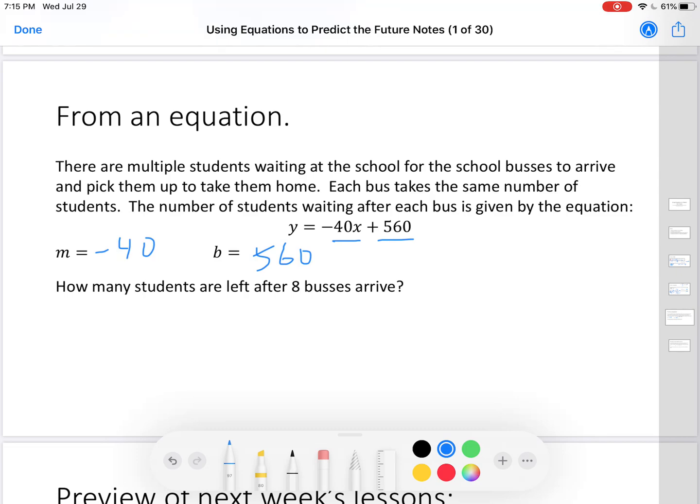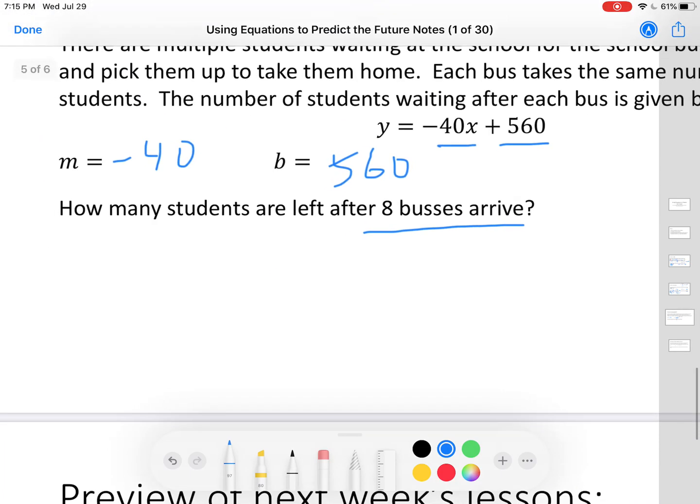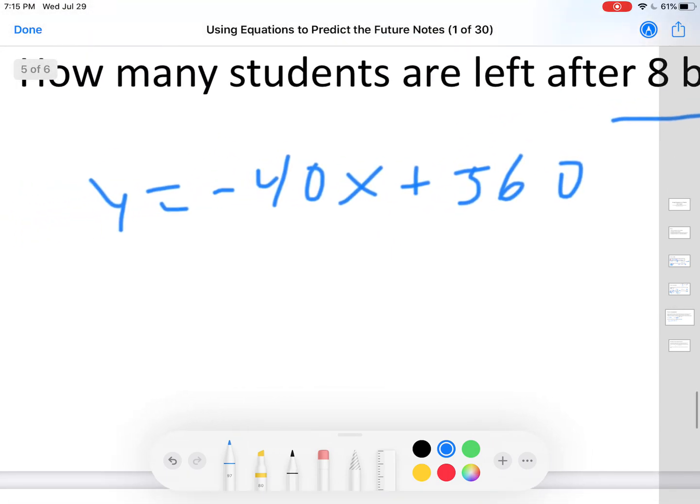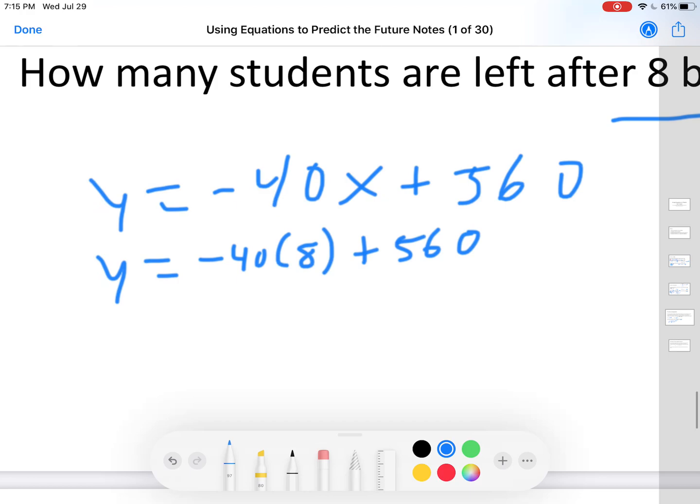All right, how many students are left after 8 buses arrive? Well, let's do the same thing. Y equals negative 40x plus 560. Now, x in this case is going to be 8. So y equals negative 40 times 8 plus 560. 4 times 8 is 32, so 40 times 8 is 320. In this case, negative 320 plus 560.